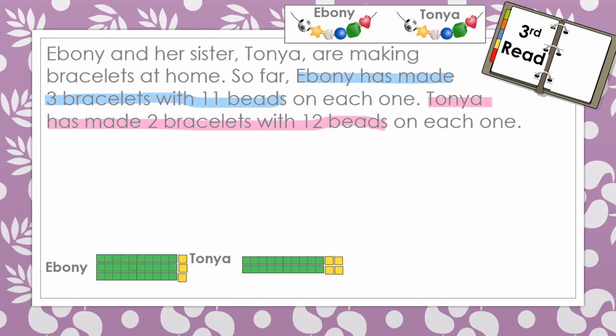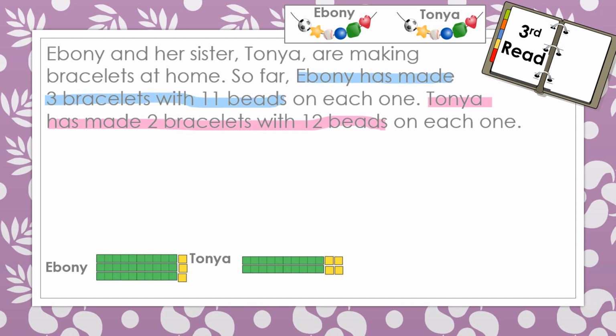For our third read of the story problem, let's focus on the mathematical questions that we can ask about the situation. Let's read. Ebony and her sister Tanya are making bracelets at home. So far, Ebony has made 3 bracelets with 11 beads on each one. Tanya has made 2 bracelets with 12 beads on each one.